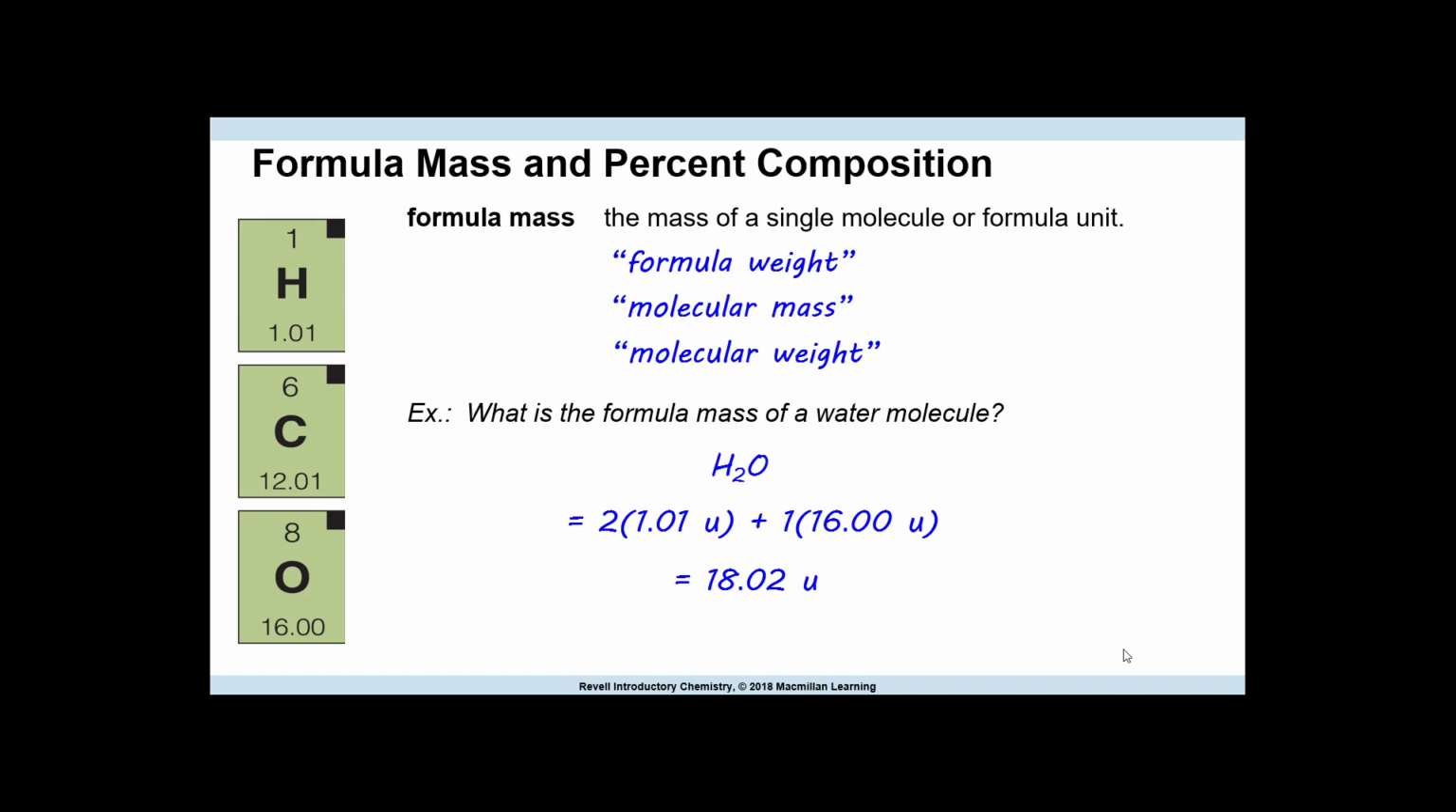We know that a molecule of water is H2O. It contains 2 hydrogen atoms and 1 oxygen atom. Using the masses from the periodic table, we can calculate the mass of water as 2 times the average mass of the hydrogen atom plus 1 times the average mass of an oxygen atom. So we end up with 2 times 1.01 u, and u is for the atomic mass, plus 1 times 16 because there's only 1 oxygen atom. And remember, we use u for the atomic mass. We add these together, and the water is 18.02.